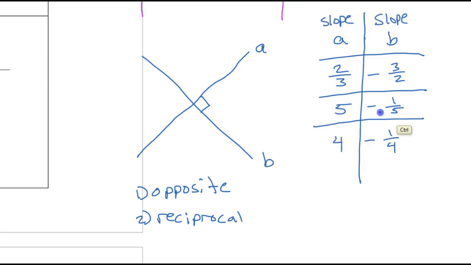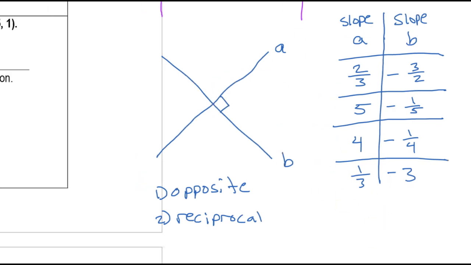Okay, so all of these pairs are opposite and reciprocal from each other. Okay, let's do one more. Say if line A had slope of 1/3. Then line B would have a negative slope, and again the reciprocal of 1/3 is 3, and we don't say 3/1, just 3. So there you go. So that's how perpendicular slopes match up.